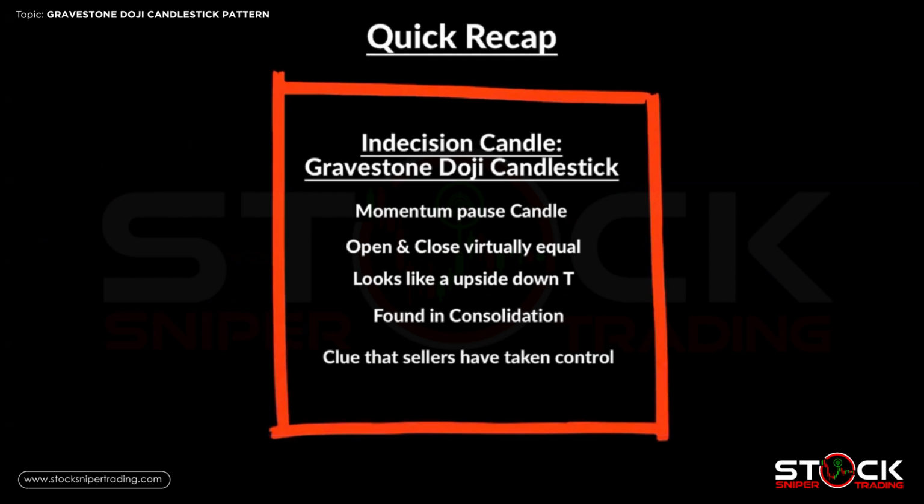A quick recap. The Gravestone Doji Candlestick is the opposite of the Dragonfly bullish doji candlestick. This is seen as an indecision candlestick with added confirmation. It is a momentum pause candle. The open and close are virtually equal. The candlestick looks like an upside down T. It's either found in areas of consolidation or areas of resistance where we have selling pressure. And it is a clue that sellers have taken control and have reversed a bullish uptrend to a bearish downtrend.